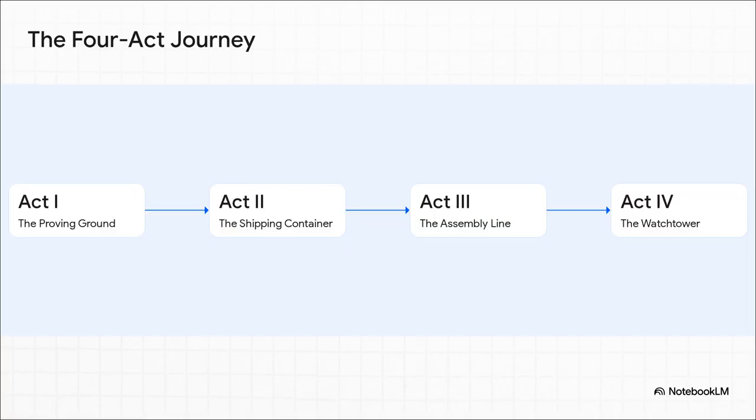So here's the roadmap for our little play. Act 1, the proving ground, where we get our hands dirty locally. Act 2, the shipping container, where we package it all up. Act 3, the assembly line, where we hit the big red automate button. And finally, Act 4, the watchtower, where we keep an eye on our creation out in the wild.